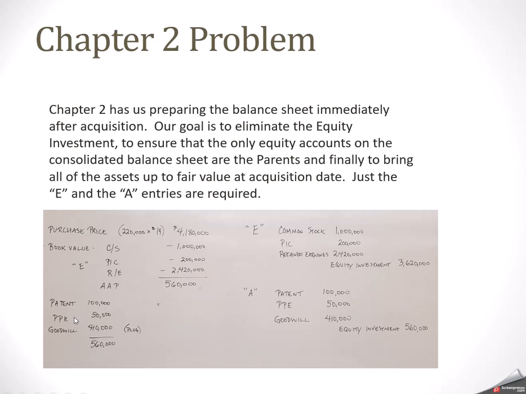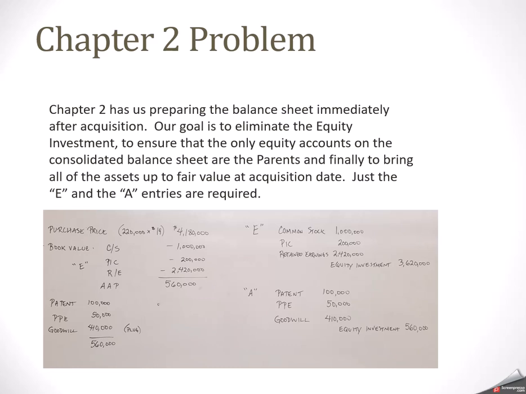And then, like I said, in the chapter, in the problems we worked out, the book value builds our E-entries, and the acquisition accounting premium mapped out builds our A's. So then we're going to debit common stock for $1 million, debit paid-in capital $200,000, debit retained earnings $2,420,000, credit the equity investment, debit our patent for $100,000, debit property, plant, and equipment for $50,000, debit goodwill for $410,000. So these are putting these assets on the books, crediting the equity investment. And then you can just double check it.